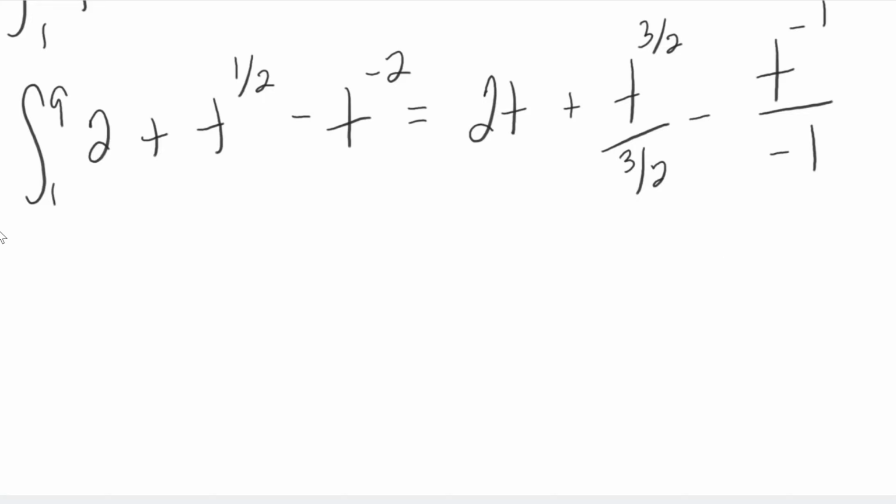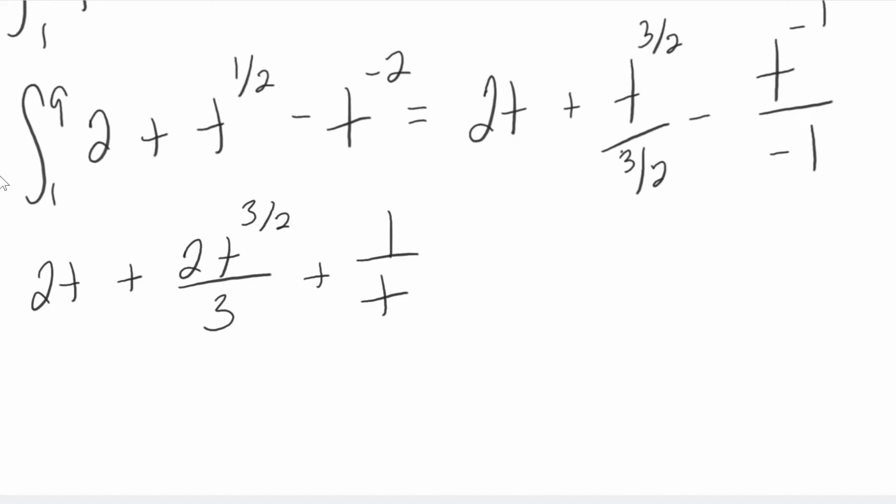So the 2t stays, that's fine. This fraction on the bottom just flips over. So it's 2t to the 3 halves over 3. And then the two negatives make a positive, so that's positive, and then I can put that as 1 over t. And I'm doing this from 1 to 9.